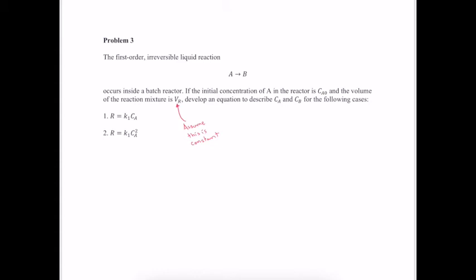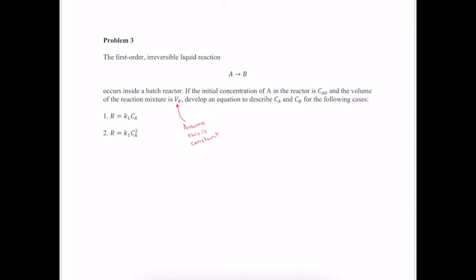In this video, we're going to get some practice manipulating the material balance for batch reactors by working through problem 3 of the Chapter 10 Lecture Problems worksheet. In problem 3, we're taking a batch reactor, inside of which we have the irreversible liquid reaction going on, where some species A turns into some species B.